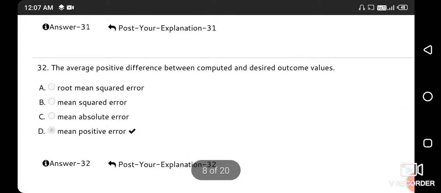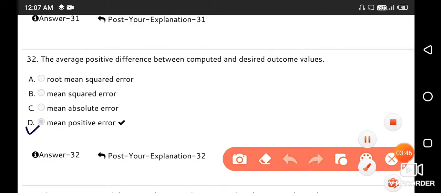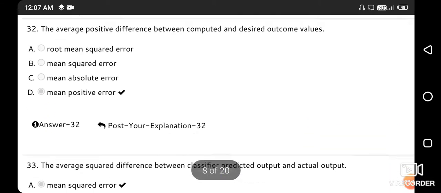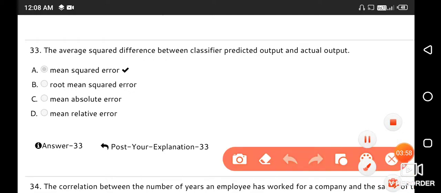Next question. The average positive difference between the computed and desired outcome value. So the right answer is mean positive error. Next question. The average squared difference between the classifier predicted output and actual output. So the right answer is mean squared error.